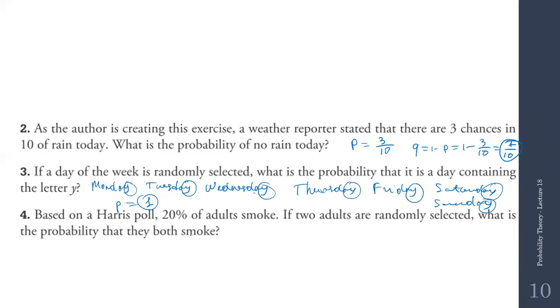Based on a Harris poll, 20% of adults smoke. If 2 adults are randomly selected, what is the probability that both smoke? The probability of the first adult smoking is 20%, which equals 20 over 100, gives us 0.2. 20% for the next one is the same, so we use 0.2 times 0.2, which gives us 0.04. The probability that they both smoke is 0.04.